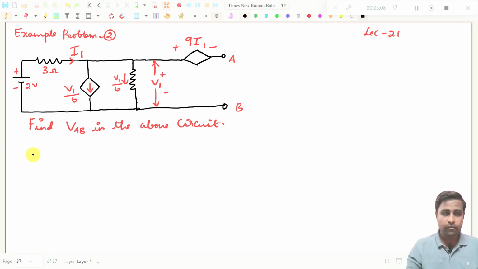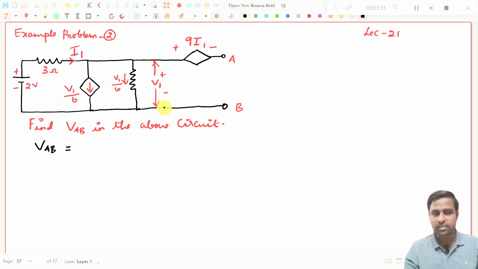What is VAB? You need to travel from B to A. From B, I am traveling in this way, so I am going opposite to this. If I am going opposite to this, I need to know the value of this V1 by 6. So we need to find that, or otherwise what we can do.